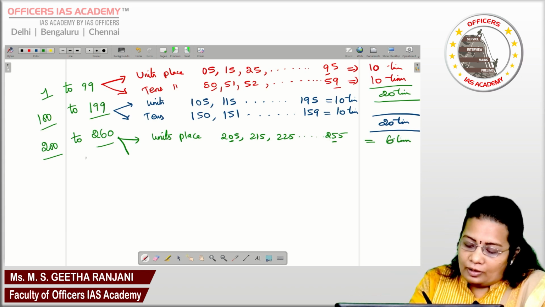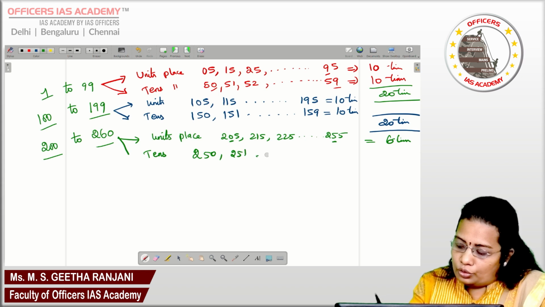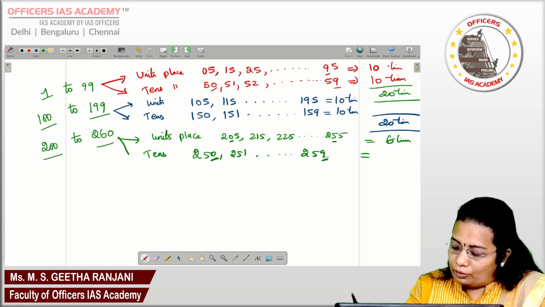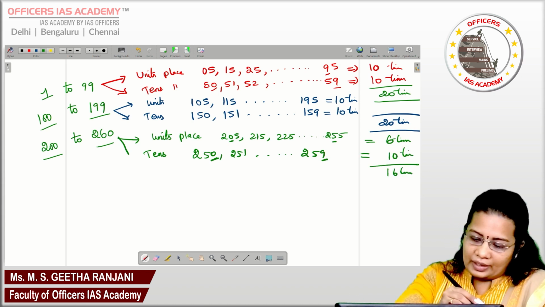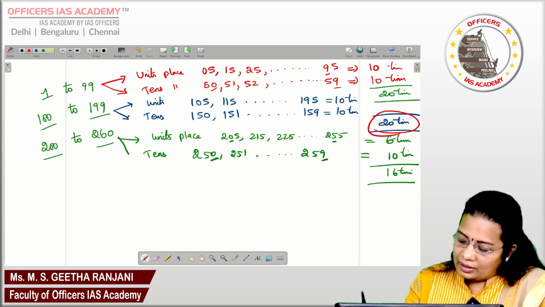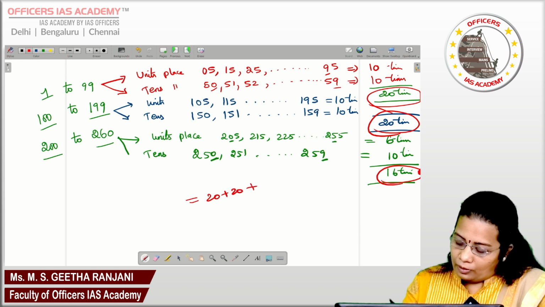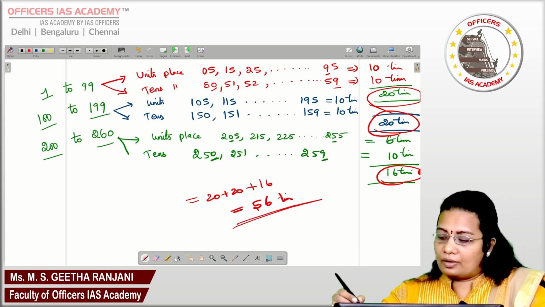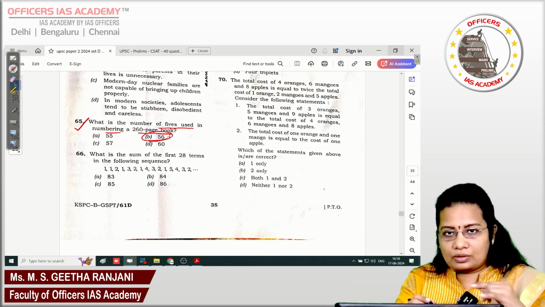The next one, checking the tens place 5s: 250, 251 up to 259. Here 0 to 9, totally 10 times. So here 16 times, here 20 times, here 20. Totally 20 plus 20 plus 16 is 56 times. So that is the answer for this question, which is option B. So 65 is option B.